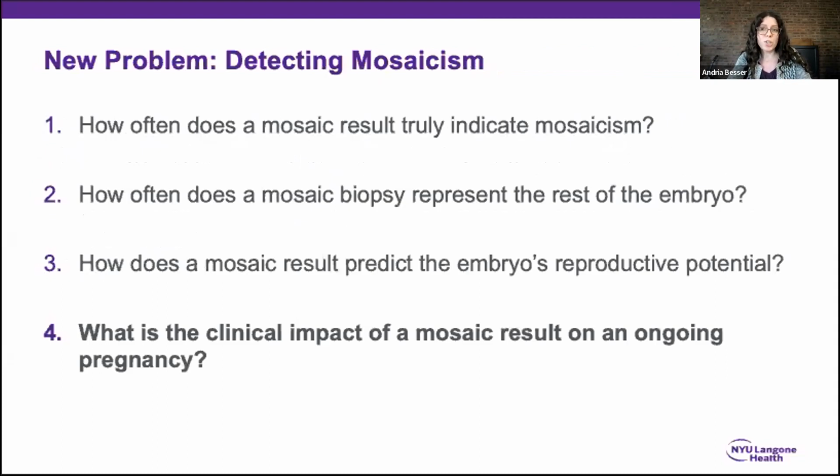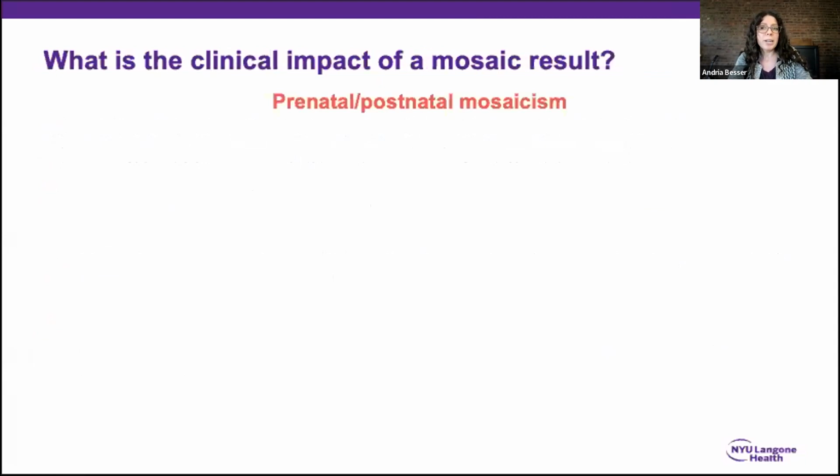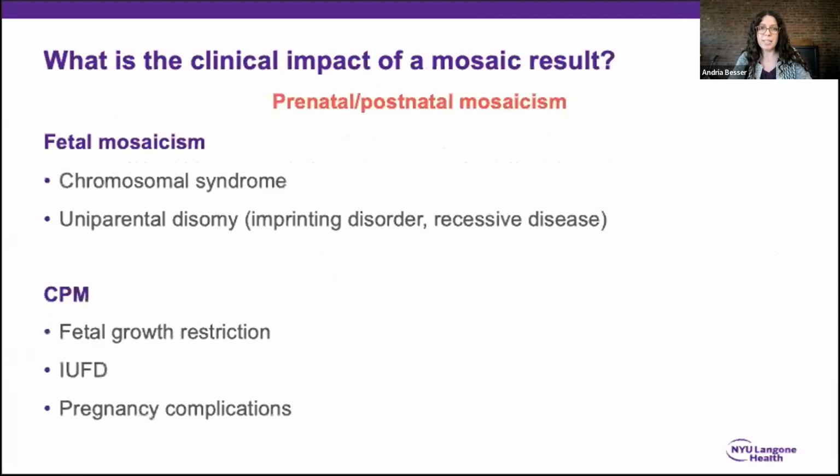So the last question to address is really the ultimate question, I think. We know that mosaic embryos can lead to viable pregnancies, but for most patients and providers, the question really is about the outcomes of those pregnancies. Are they chromosomally normal? Well, if we look at prenatal and postnatal data, the risks are pretty significant. We know that fetal mosaicism can result in chromosomal syndromes, or if there was a monosomy or trisomy rescue event, then it can result in UPD.